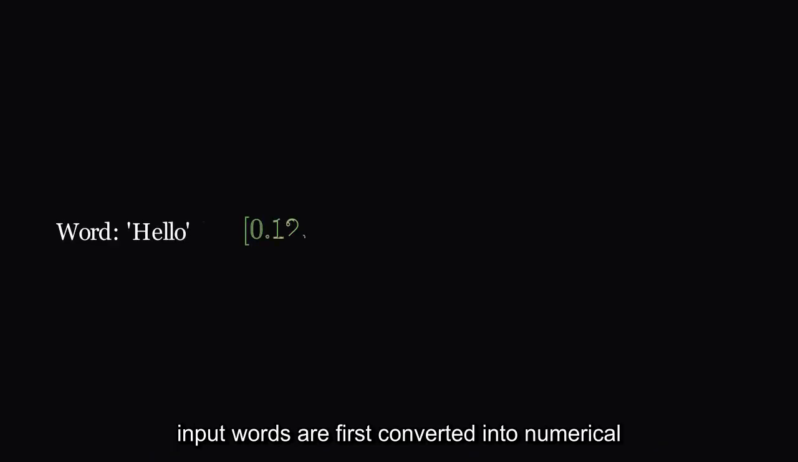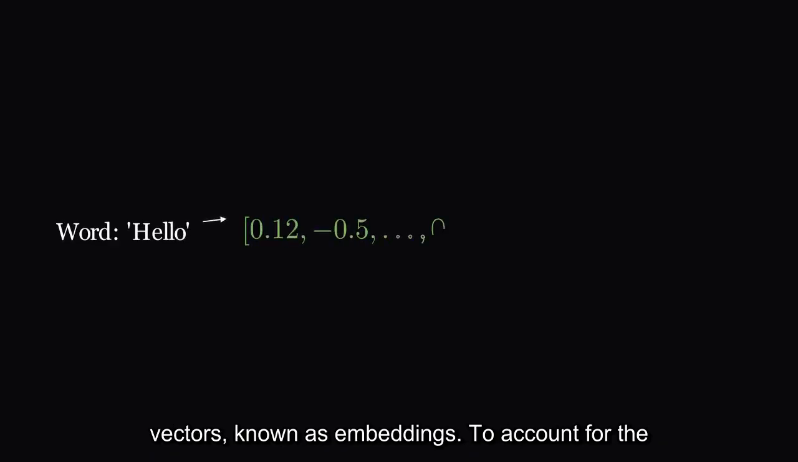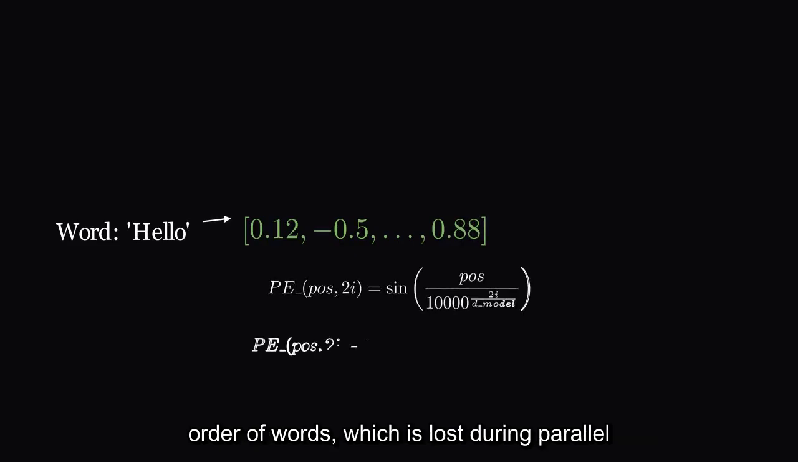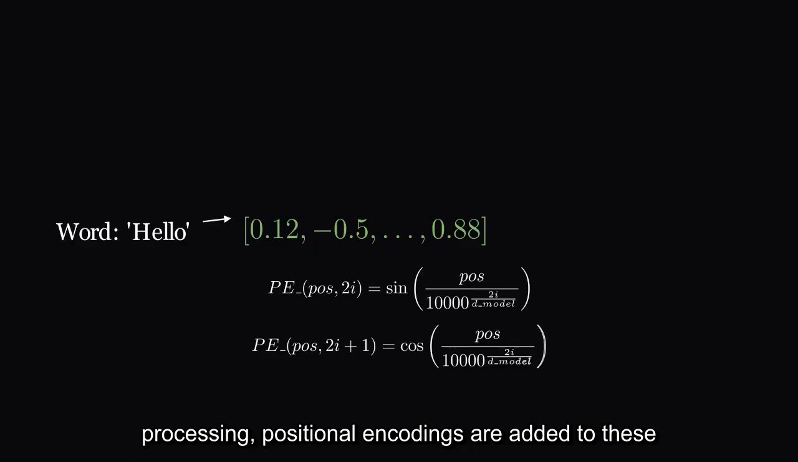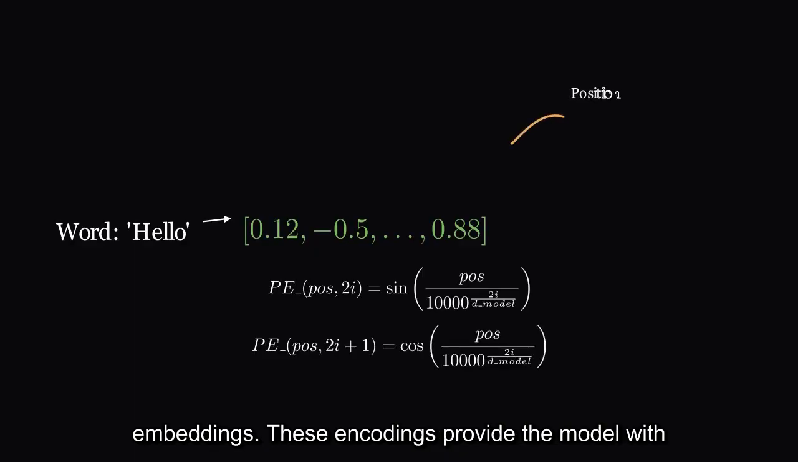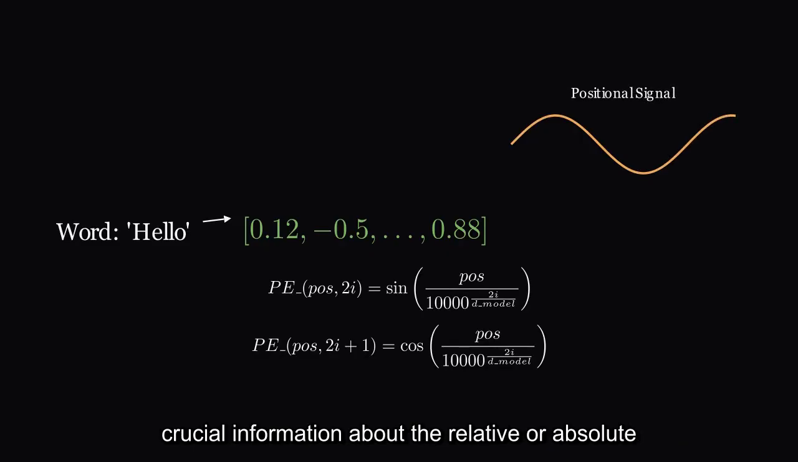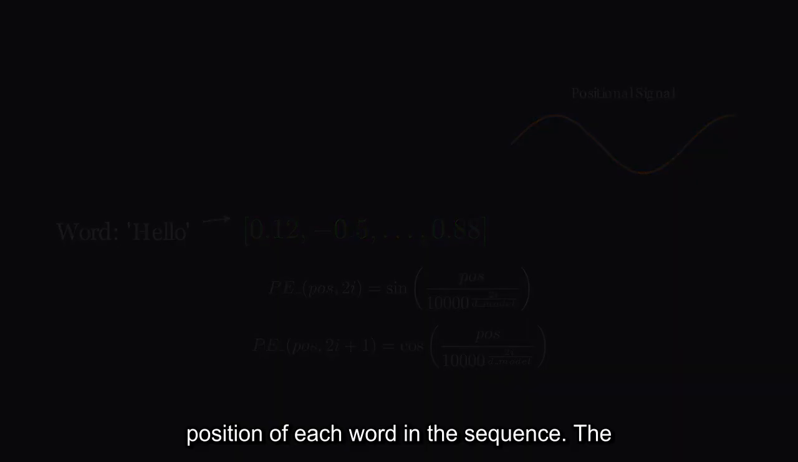Before any processing begins, input words are first converted into numerical vectors, known as embeddings. To account for the order of words, which is lost during parallel processing, positional encodings are added to these embeddings. These encodings provide the model with crucial information about the relative or absolute position of each word in the sequence.